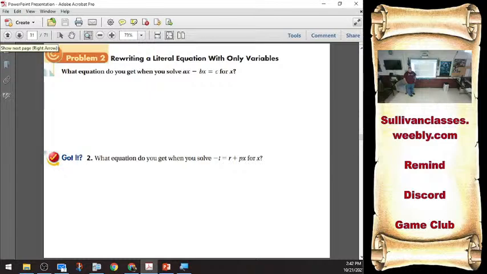Rewriting a literal equation with only variables. Who in here is that kid that has to rearrange your room like every 6 or 8 months? Some kids are just like that. It's been a few months, you're like, nah, putting it up against the wall so I got more room. And then after a few months, you're like, I'd rather have it in the middle so I can have the little nightstand on both sides. So I got my books over here, I got my stuff. And then a couple months, you're like, nah, I don't like it. And they keep changing it.